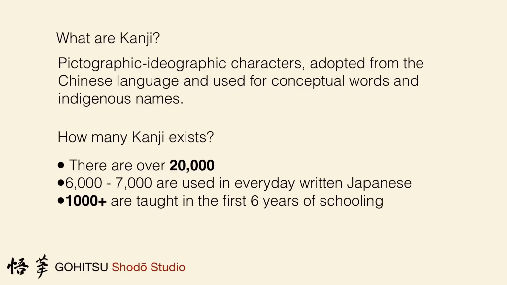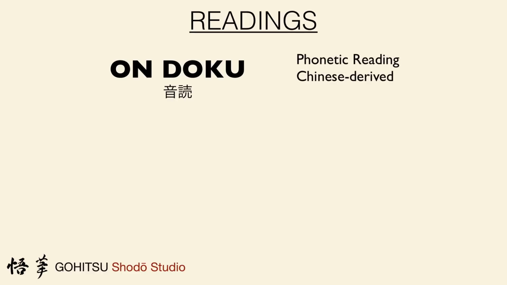But I'm going to mention katakana and hiragana later on when we're taking a look at how to read the kanji. So, now that we answered these two questions, I'm going to go through the readings, and there are two readings. Almost every kanji has at least these two readings. The first reading is what is called ondoku, and ondoku is a phonetic reading. This reading is derived from the Chinese language.